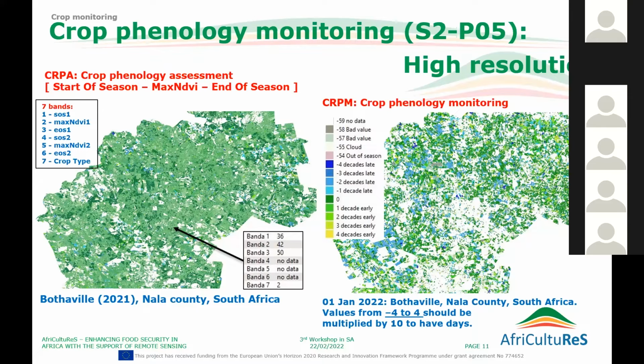This is of course computed every 5 or 10 days because it is based on Sentinel-2 images. So every 5 or 10 days we know the behavior of the crop with respect to the previous year in terms of growing.